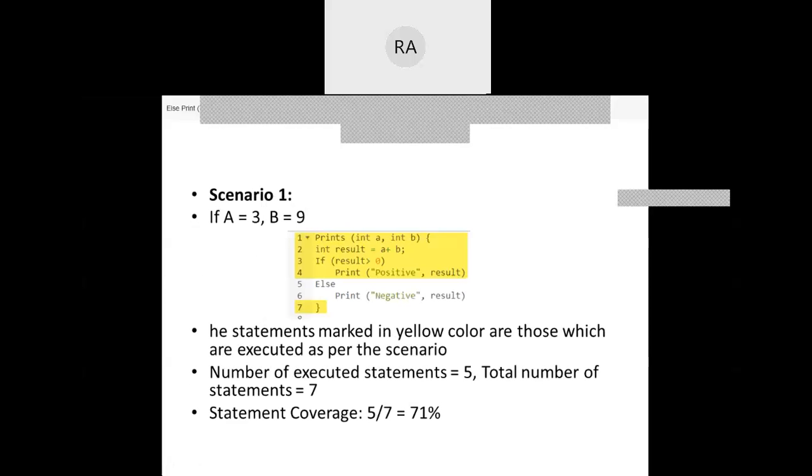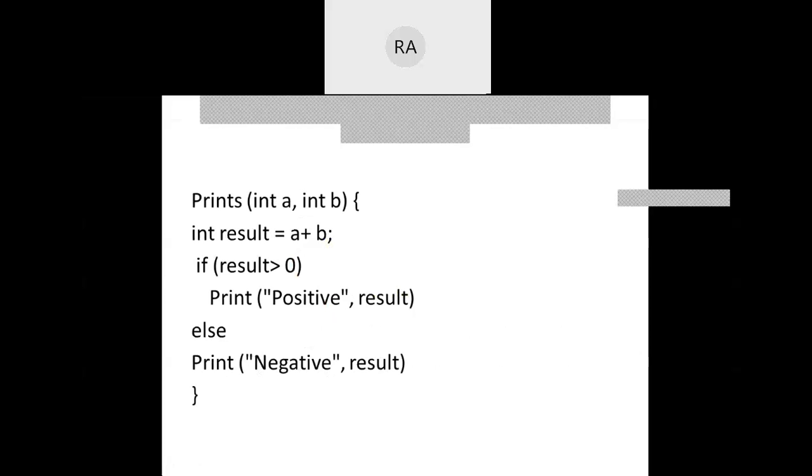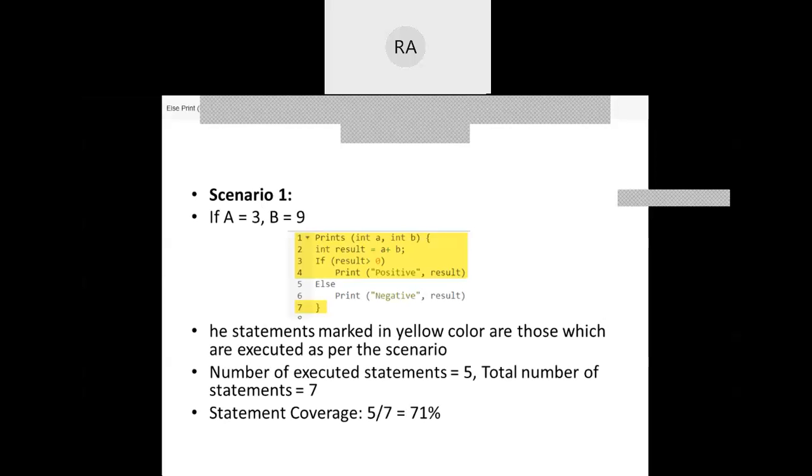Okay, scenario 1. Since the number of parameters the method accepts is only two, that is A and B, let me give certain values for A and B. Suppose the A value that I have taken is 3. It is purely for testing. You can take any value and test your code. A equal to 3 and B equal to 9. What is the result? The result is going to be 12.